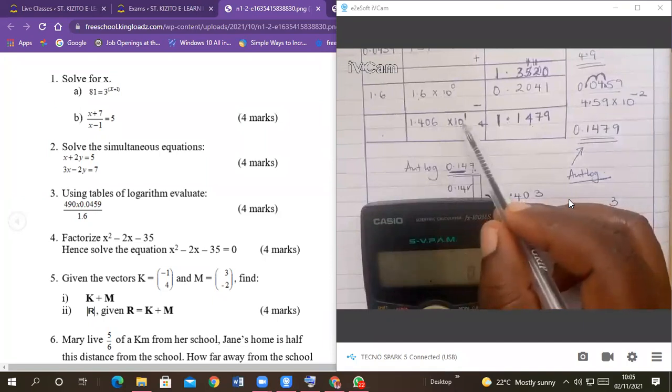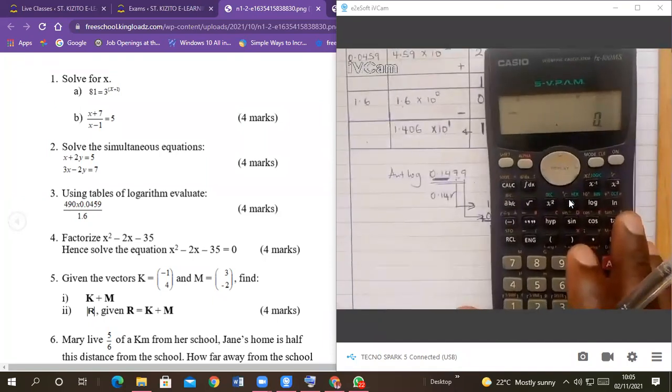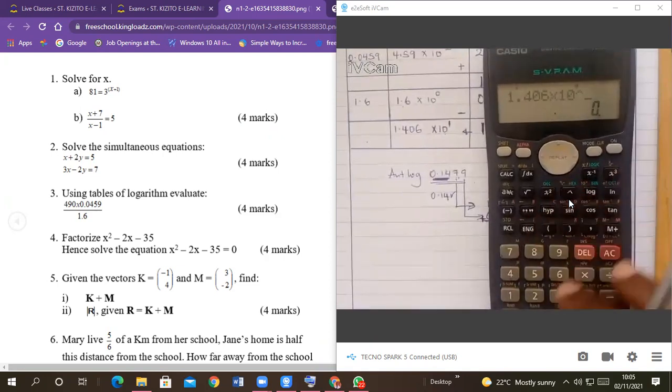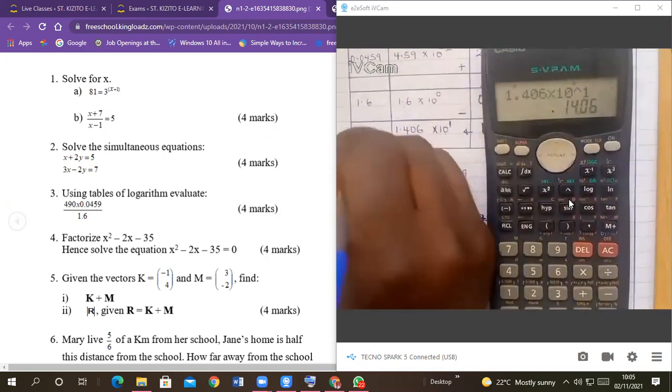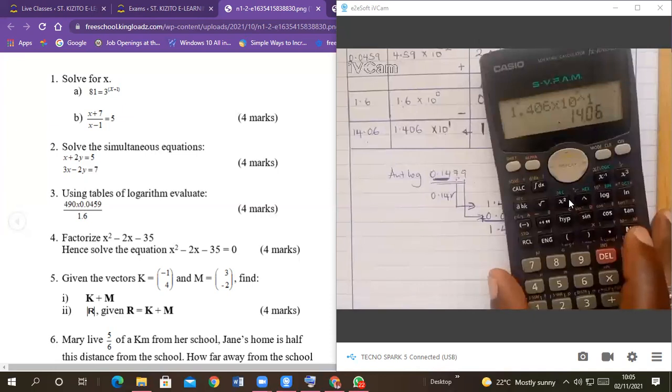Now, from here, you can just use your calculator and see what you get if you multiply this by 10 to the power 1. So I can just show you there. I have 1.406 times 10 to the power 1, and I'll get 14.06. I have 14.06, and that is our correct answer.